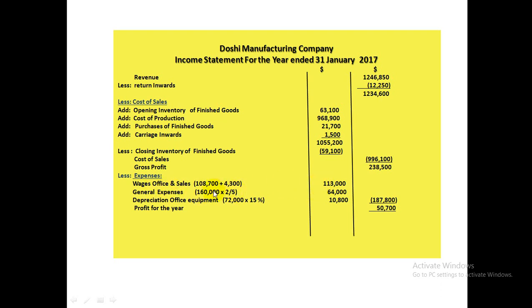General expenses 2/5 are taken to the office, therefore they will be taken here. Depreciation of office equipment will be calculated here. All these three expenses summed up and subtracted from gross profit will give us the final profit for the year. This is our final profit for the year for Doshi Manufacturing Company.